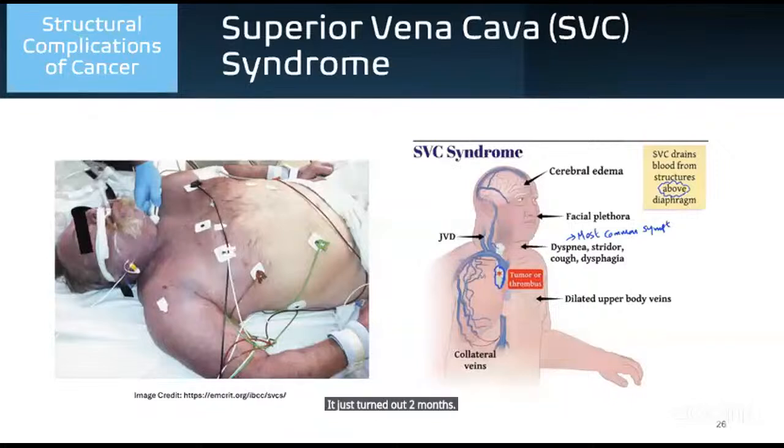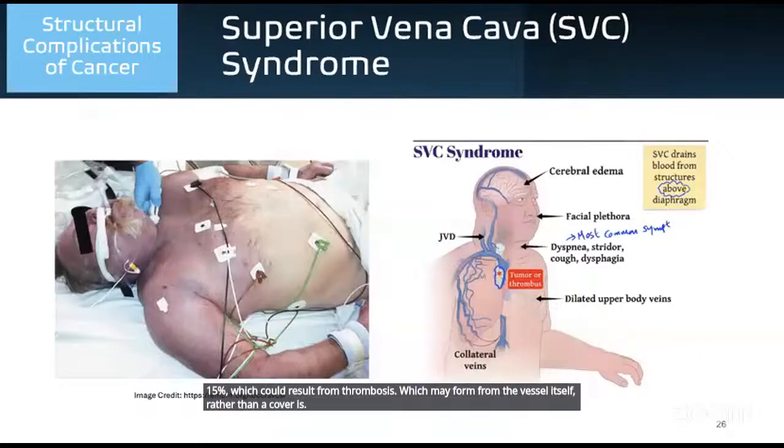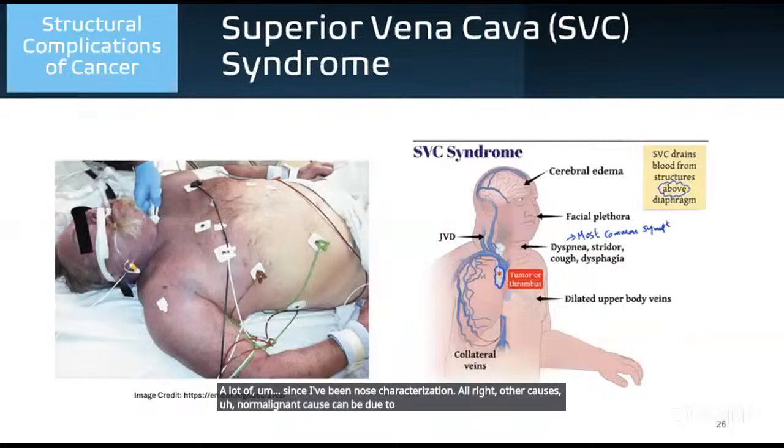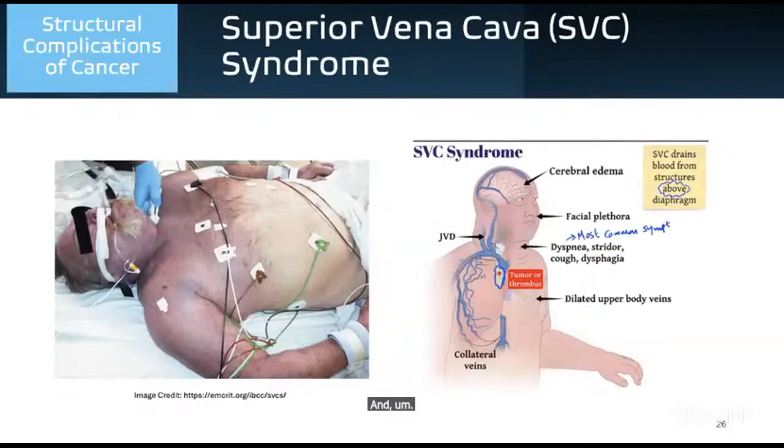The non-malignant causes account for the other 15%, which could result from thrombosis, which may form from the superior vena cava itself, its tributaries, or it may result from indwelling CVCs or pacemaker leads, especially in the ICU when we have a lot of central venous catheterization. Other non-malignant causes can be infections such as tuberculosis and syphilis. All this can cause inflammation and swelling that will obstruct the superior vena cava.